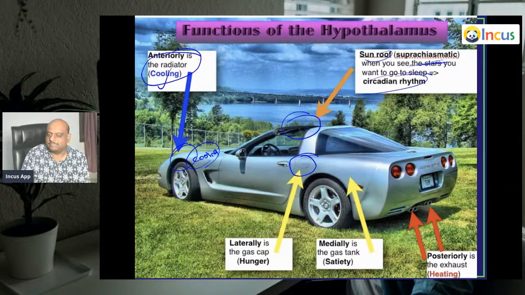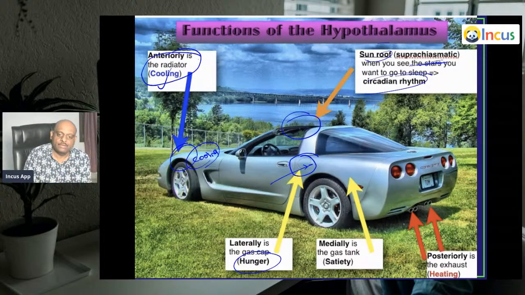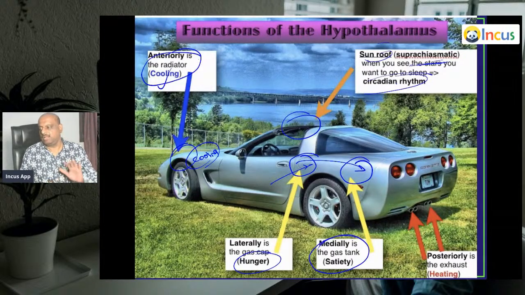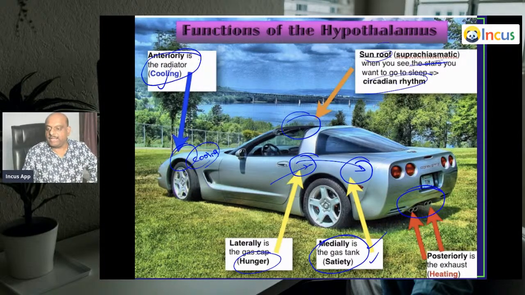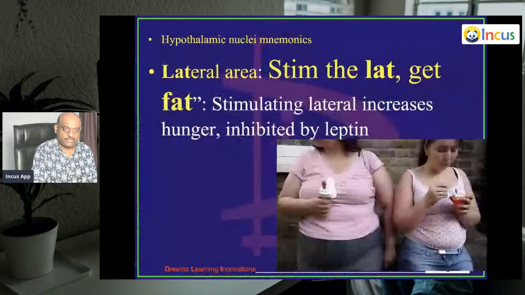Laterally the gas cap, this is where you put petrol. So the lateral hypothalamic nucleus is important for hunger. Then medially you have the gas tank into which the petrol goes. So satiety, amma, I am full, tank full means satiety. Medial hypothalamic nucleus. Posteriorly is the exhaust. So heating is posterior. Cooling is anterior. This is what you need to remember.